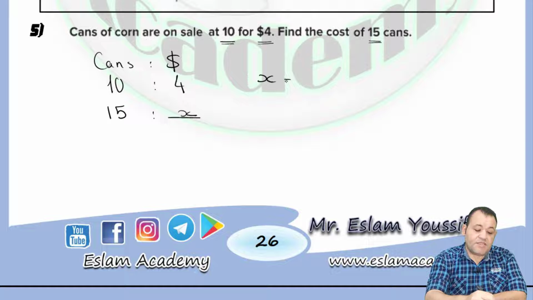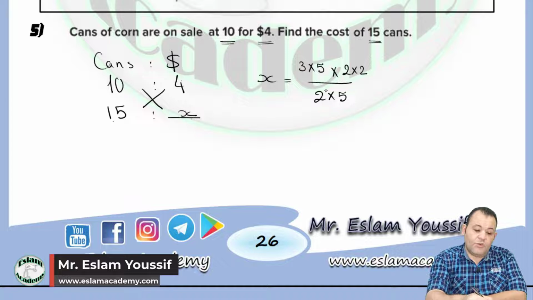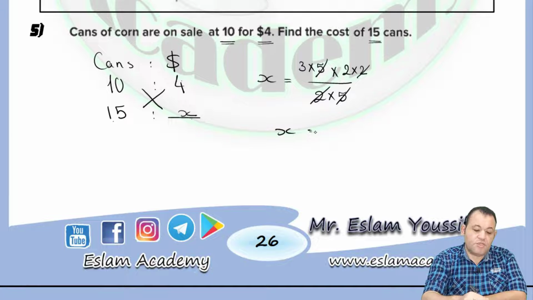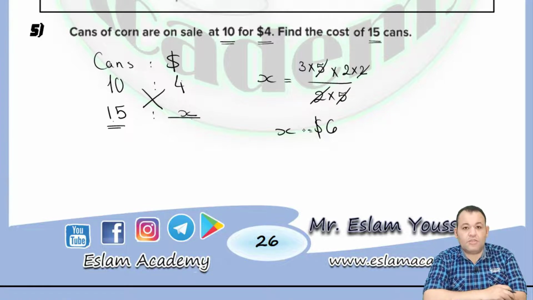We can say that x equals. By using cross multiplication, the number that is multiplied with x will be written down. And we have 15 multiplied by 4. We can use factorization to simplify it, as we know that 15 equals 3 multiplied by 5, and 4 equals 2 multiplied by 2. Now we have 10 equals 2 times 5. So we can cancel out 2 and 2, 5 and 5. Then we can say that x equals 3 multiplied by 2, which equals 6. So it will cost $6 for each 15 cans of corn. That's how we can use the ratio table to find the missing term.